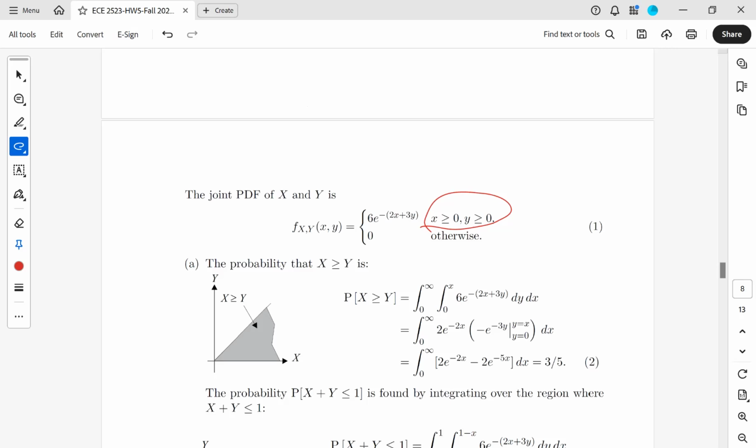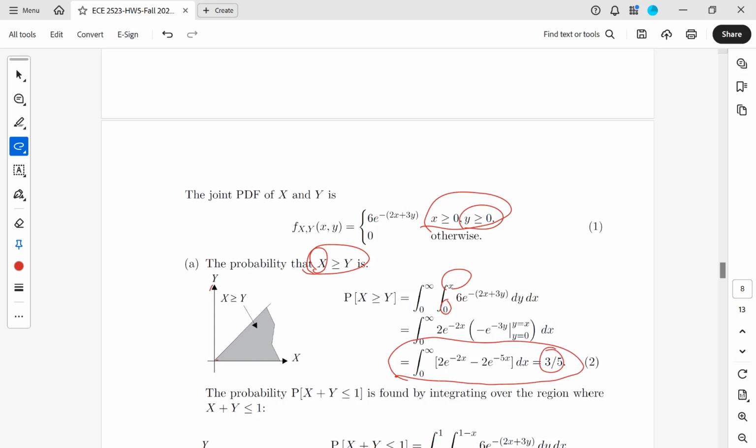We know that y is limited by x. So you could draw that to visualize it. The y is going to be integrated from the lower limit, which is 0, based on the PDF, to the upper limit, which is x, based on the event that we wanted to calculate. And x is limited from 0 to infinity, because y is not limiting the upper limit of x. So doing the two integrals, we could calculate the value of this probability.